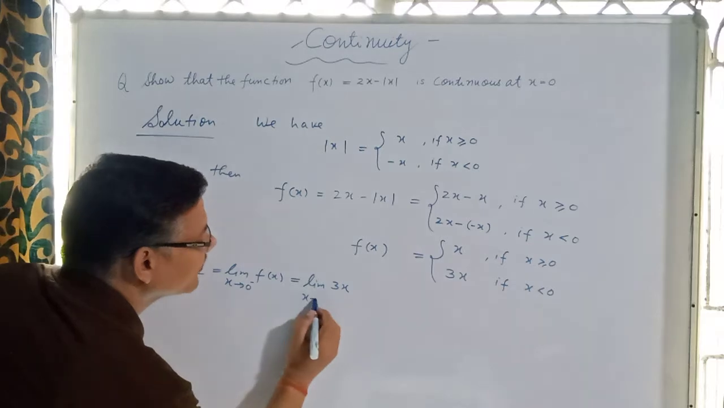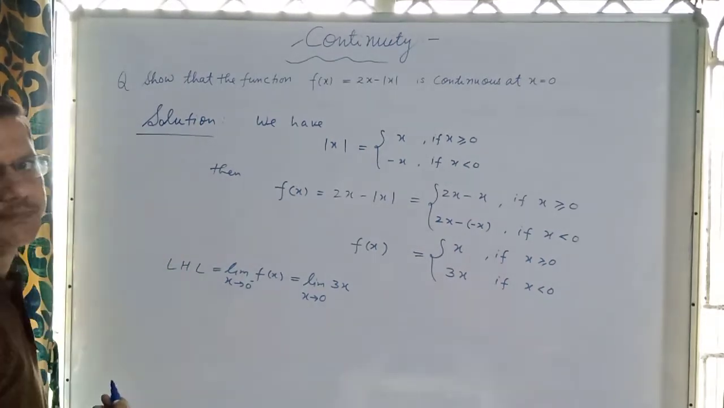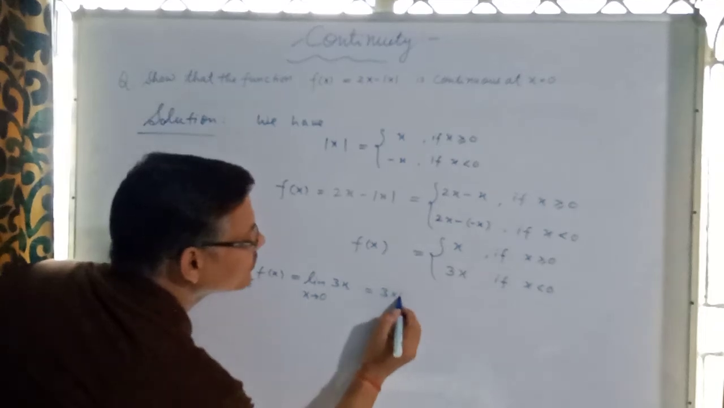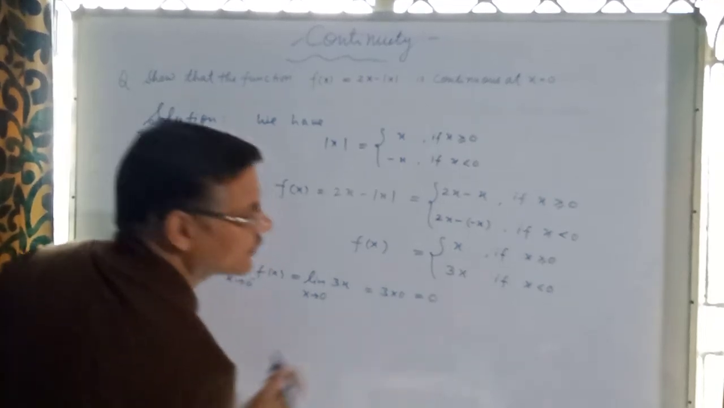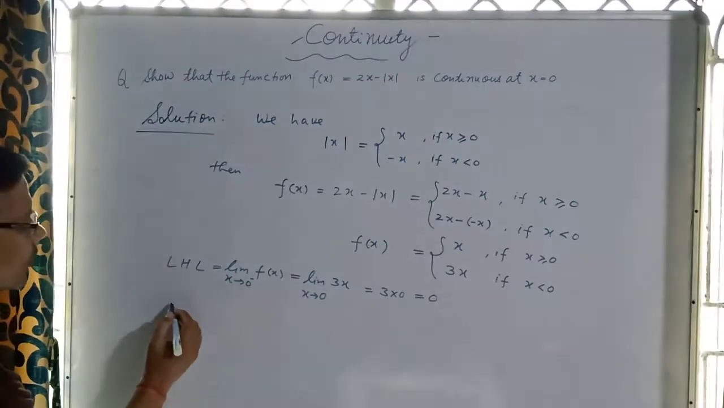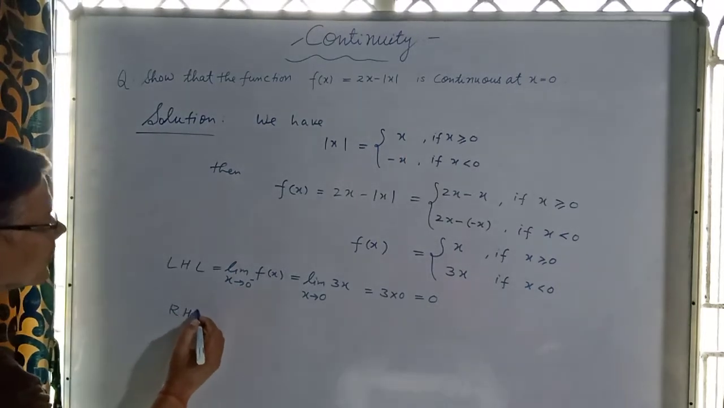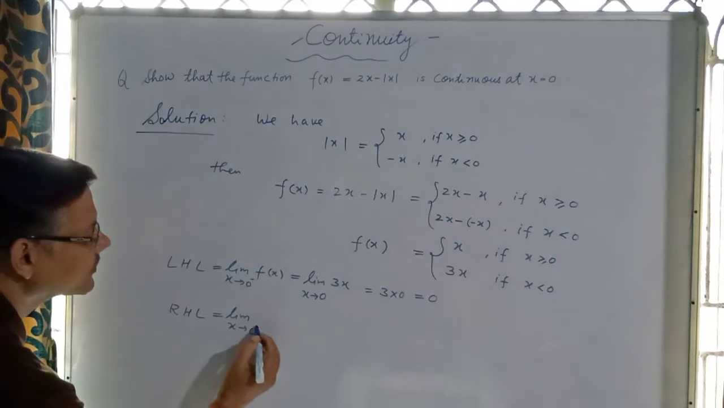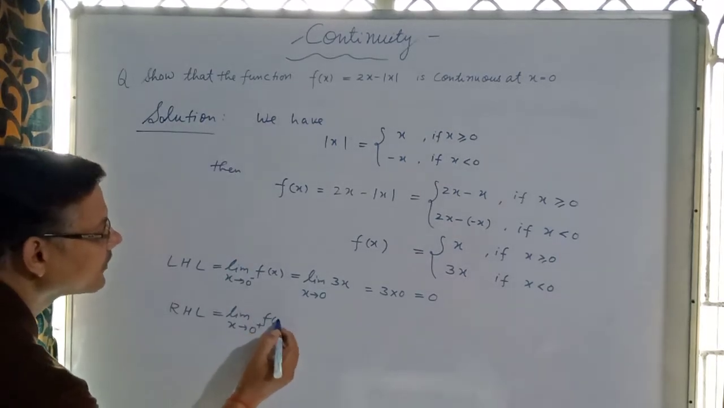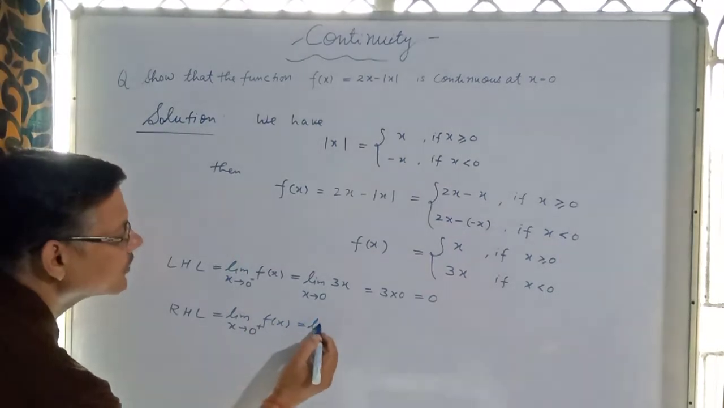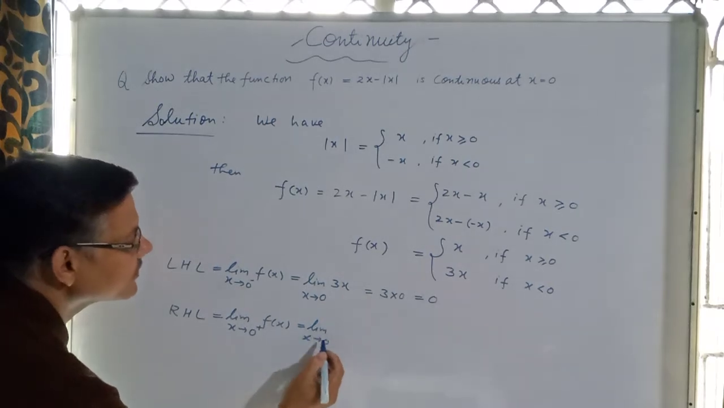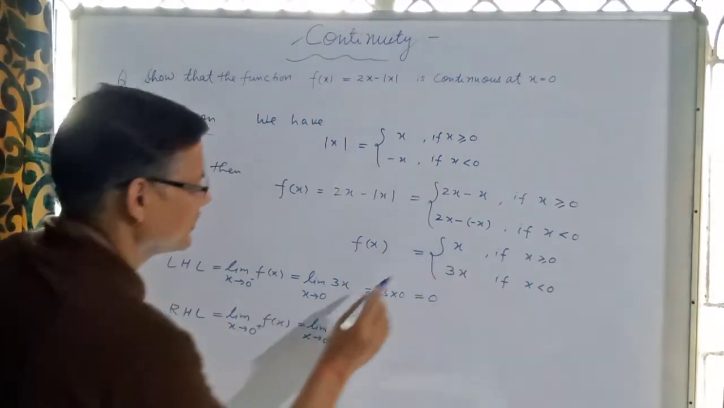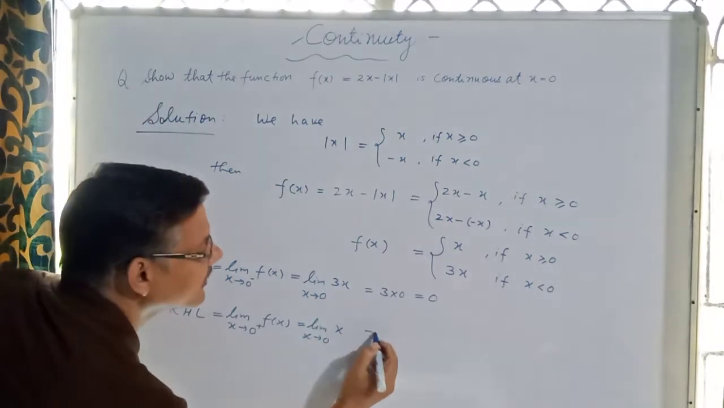In that case, the limit changes to x tends to 0, and when we take the limit, we get 3 into 0, and it is equal to 0. Similarly, we get the right hand limit, and it is equal to limit x tends to 0 from right f(x), and it is equal to limit x tends to 0. What is the definition of the function for more than 0? It is actually x, and it comes as 0.